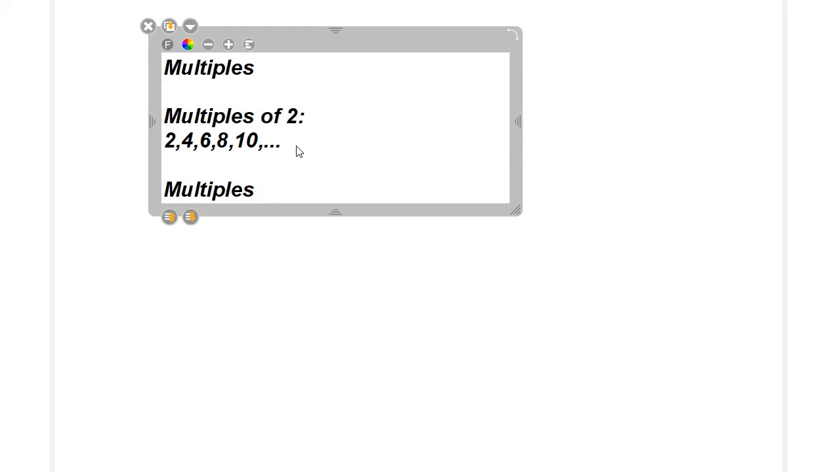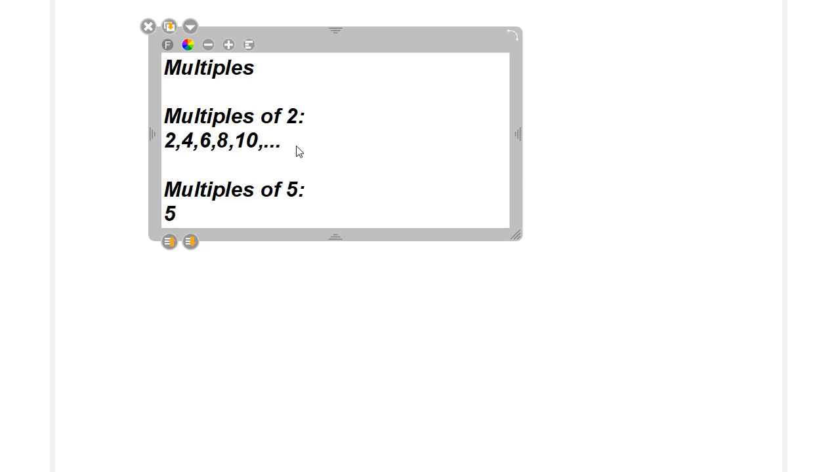So now we can find out the multiples of, let's say, 5. Okay, it will be the same. So 5 times 1, 5. 5 times 2, 10. 5 times 3, 15. So it can go on and on as well. So all these are the multiples of 5, and these are multiples of 2.